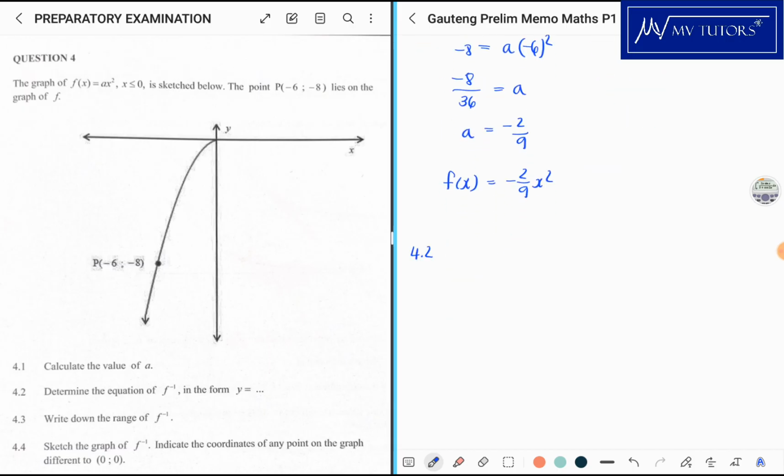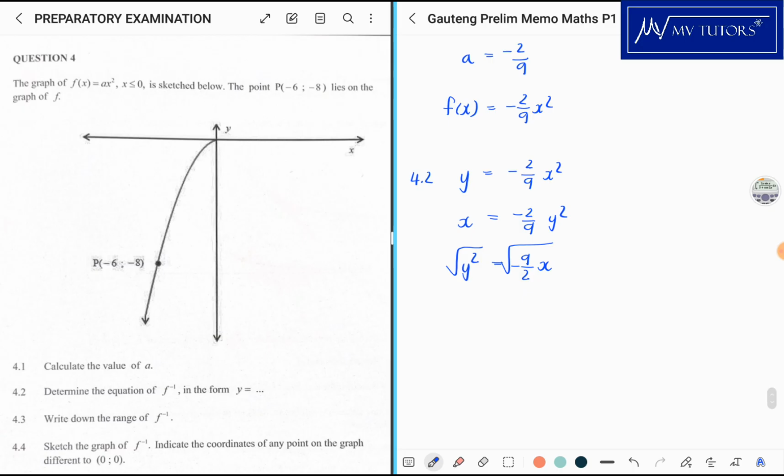And now 4.2 says determine the equation of the inverse of the graph. So if y is equal to negative 2 over 9 x squared, and I need to get the inverse, I'm going to swap the x and the y, and then put it in terms of y. So y squared will be 9 over 2 x, and then I'm going to have a square root over there.